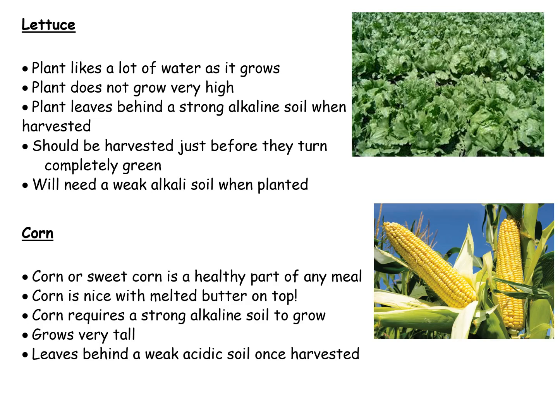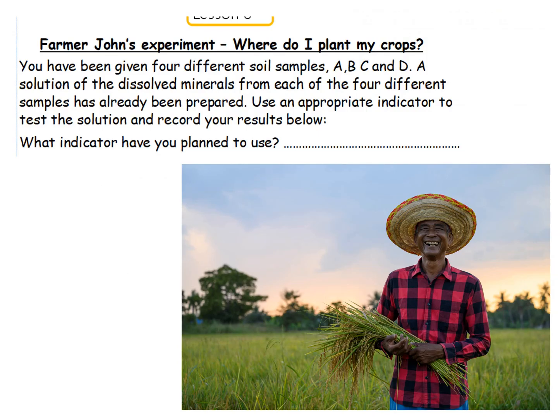And lastly, corn. Corn or sweet corn is a healthy part of any meal. Corn is nice with melted butter on top. Corn requires a strong alkaline soil to grow. It grows very tall and leaves behind a weak acidic soil once harvested.